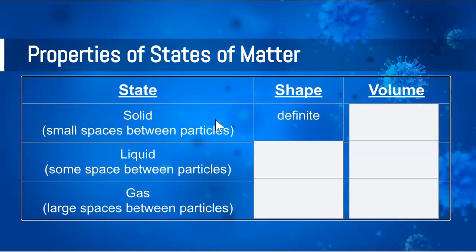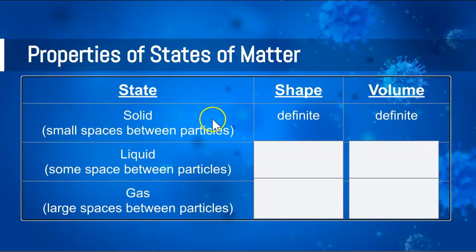As far as shape, a solid is typically going to have a definite shape. So if I were to take a chunk of plasticine, for example, and squish it into a weird shape, and then place it down on a table, it's going to hold that shape. Its volume is also going to stay definite. It's not going to get bigger or smaller as I just let it sit on the counter.